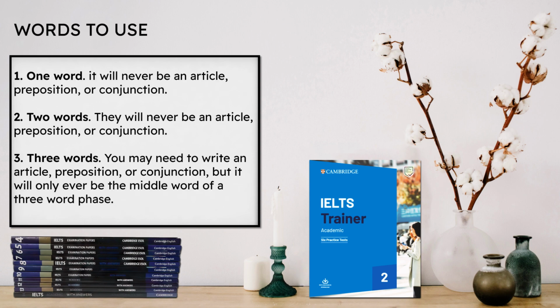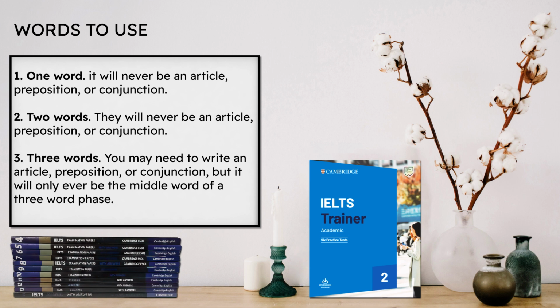If you are told you can only use 1 word, it will never be an article, that's a word like a, an, and the. It will never be a preposition, that's a word like in, at, and on. And it will never be a conjunction, that's a word like and, but, so, and after.